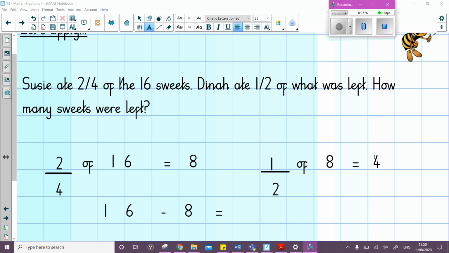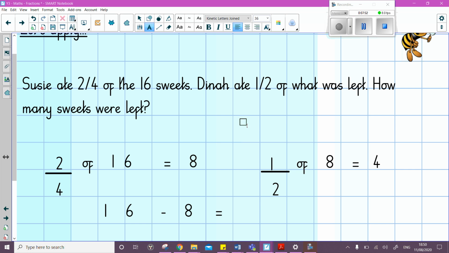But my question says, how many sweets were left? If Susie ate 8 of them and Dina ate 4 of them, then altogether they ate 12 sweets, but there were 16 in total. How many were left? Then we would have 16 subtract the 12 that the girls ate, and that would leave us with 4 sweets left.